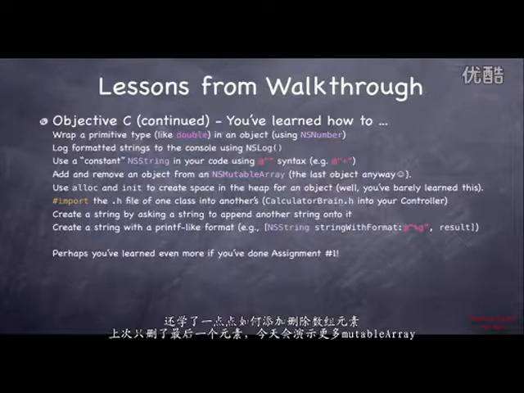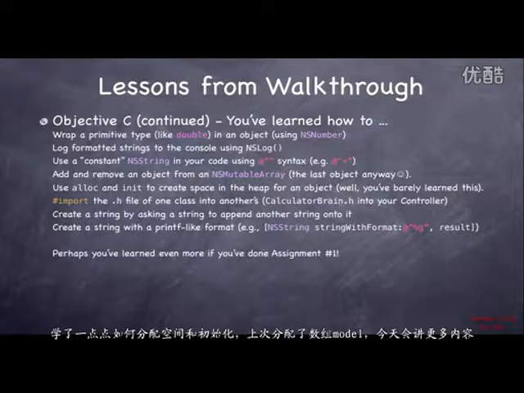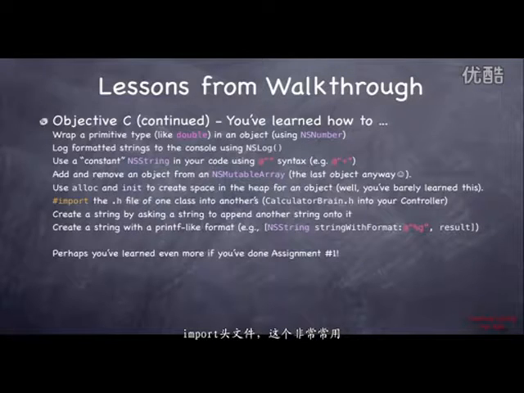You learned a little bit of how to add and remove an object from a mutable array. You only removed the last object, but we'll show more about mutable arrays today, hopefully if we get to that. If not, certainly on Thursday. You learned a little bit how to create an object with alloc init. You allocated that mutable array by doing alloc init, and you actually allocated your model by doing CalculatorBrain alloc init. We're going to talk more about that today. You imported a header file of one class into another. You imported your model into your controller, which is common. 100% of the time you're pretty much going to do that.